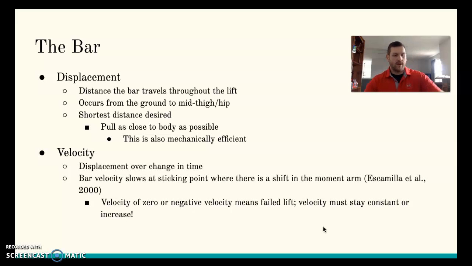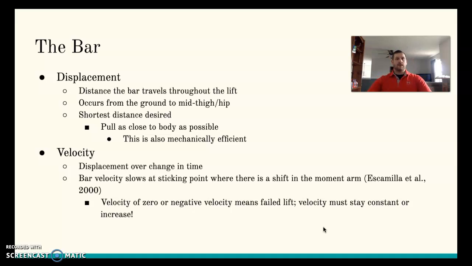If I have that bar over my midfoot, then it's just coming straight up right along the anterior of my tibia, anterior of my quads. If I let that bar, before I lift it, drift out over my toes, now not only am I mechanically inefficient, but I have to pull that bar back into myself, meaning a greater displacement, a greater change in time, and a slower velocity. So that's obviously not good, but that's why we want to make sure that we are in the right stance and we're pulling the bar in the perfect path.